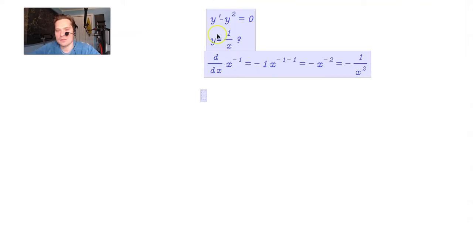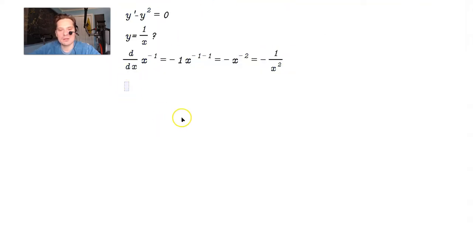Let me just move this over here. So supposedly we should have the left side equal to 0. So we should have, in other words, negative 1 over x squared plus the square of the potential solution, 1 over x, like this. And we're asking, does this equal 0 or not?